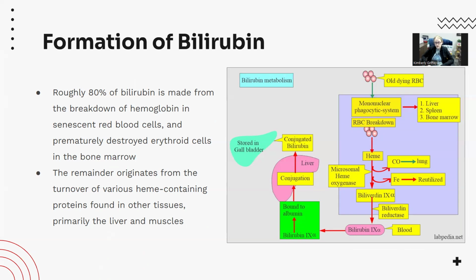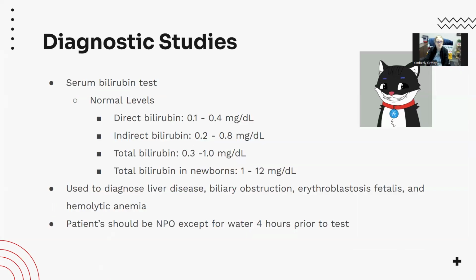I think here later we'll talk about jaundice and how it affects newborns or people that have liver dysfunctions. So the remainder originates from the turnover of the various heme-containing proteins found in other tissues, primarily from the liver and the muscles. So here's your smiley face.